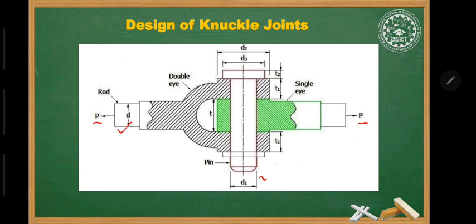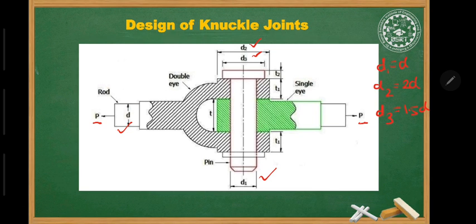D1 is the diameter of the pin, and by using empirical relations, D1 is equal to small d. Next is D2, the outer diameter of the eye, and from empirical relations, D2 is equal to 2 times small d. Next is D3, the diameter of the pin head, and by using the empirical relations, D3 is equal to 1.5 times d.